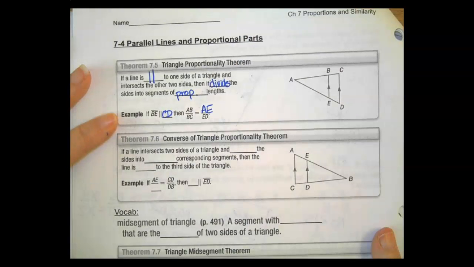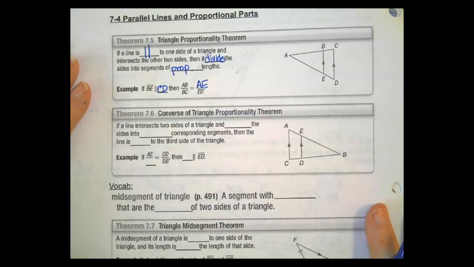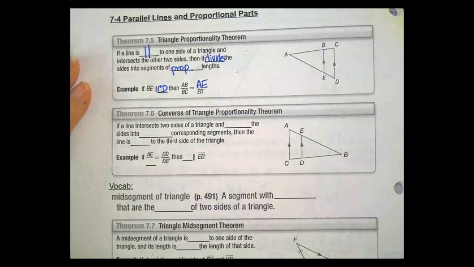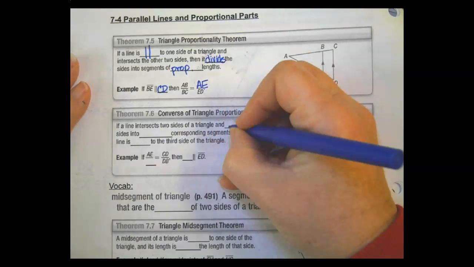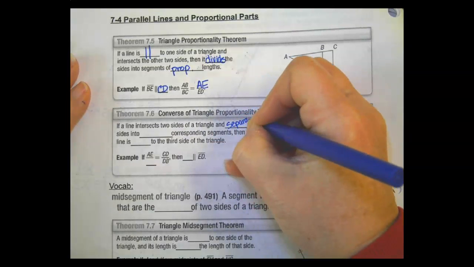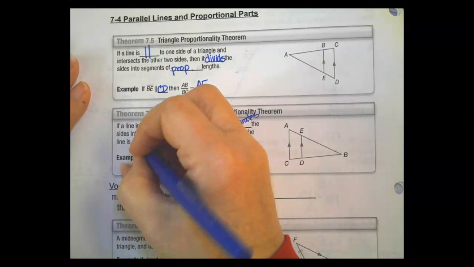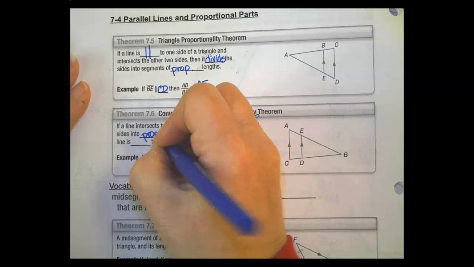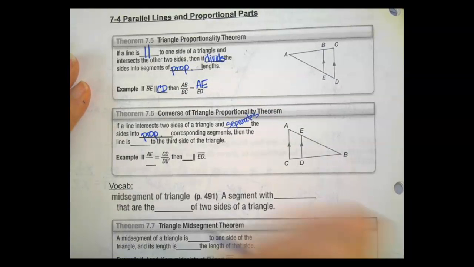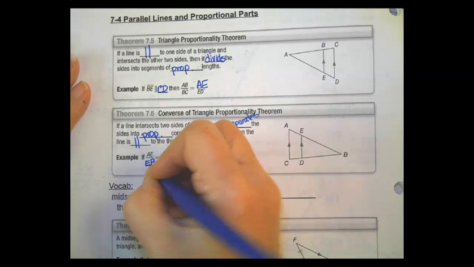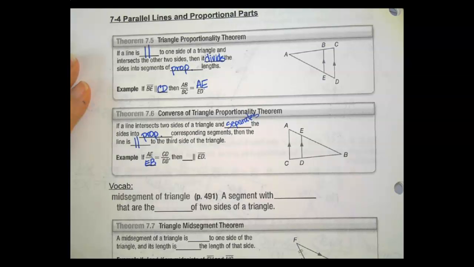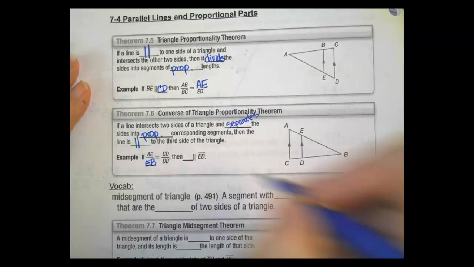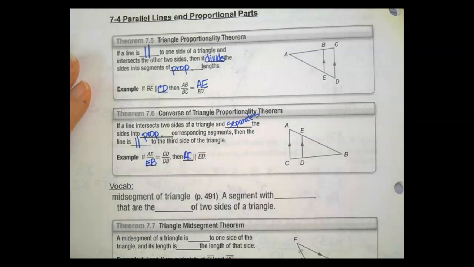So here's the converse of that. It says if a line intersects two sides of a triangle and separates the sides into proportional corresponding segments, then the line is parallel to the third side of the triangle. So AE and EB would go with CD and then DB. Therefore, AC would be parallel to ED. Okay?